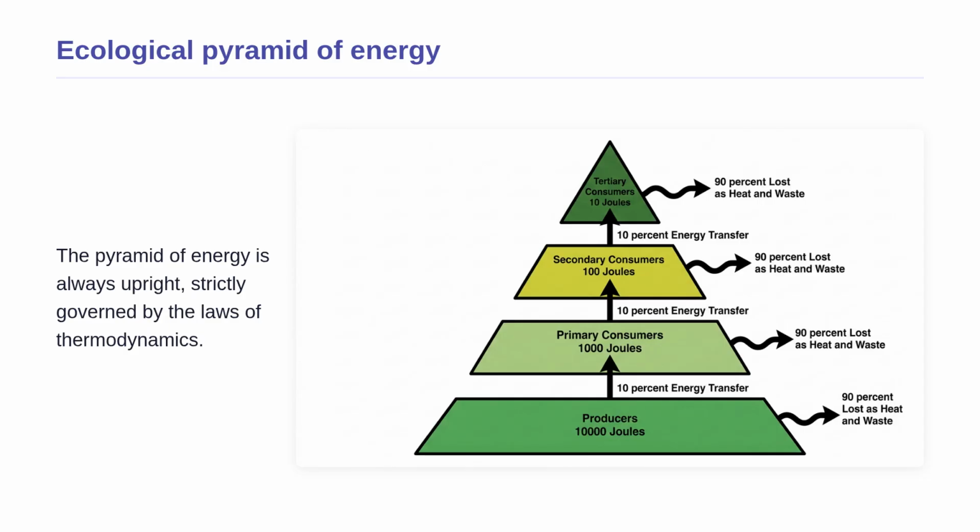The upward arrows show the 10% energy transfer to the next level, while the wavy arrows pointing outward from every single tier represent the 90% of energy lost as heat and waste. This diagram beautifully illustrates that the pyramid of energy is always upright, strictly governed by the laws of thermodynamics, limiting food chains to just 4 or 5 levels.